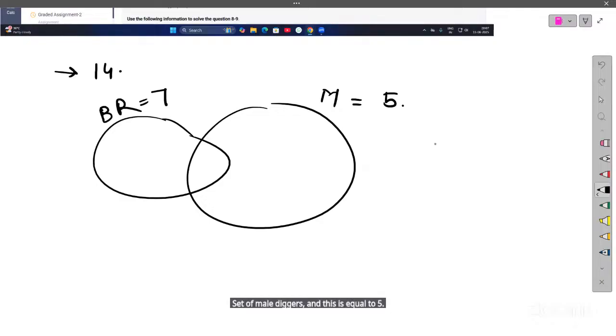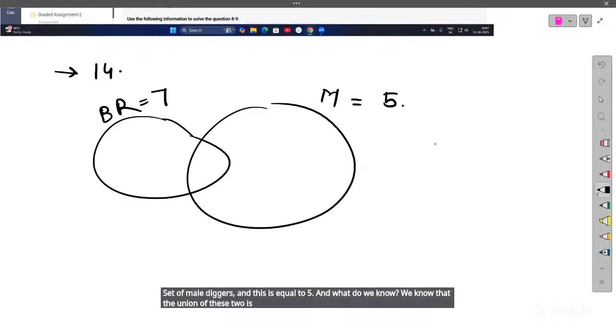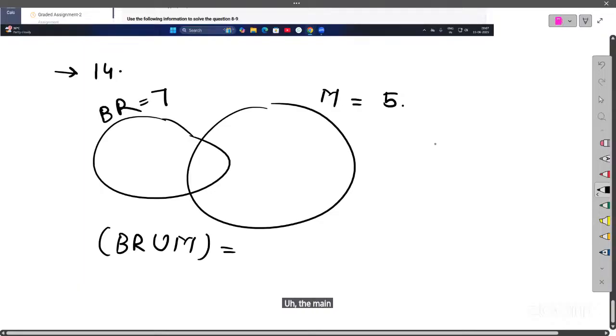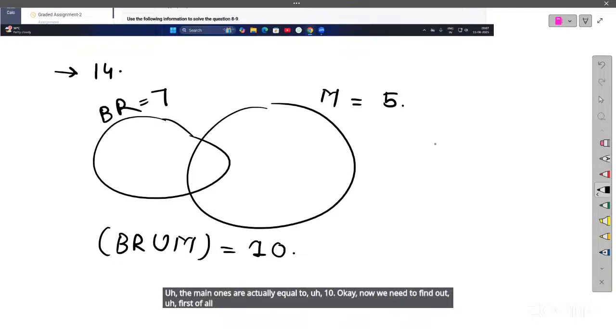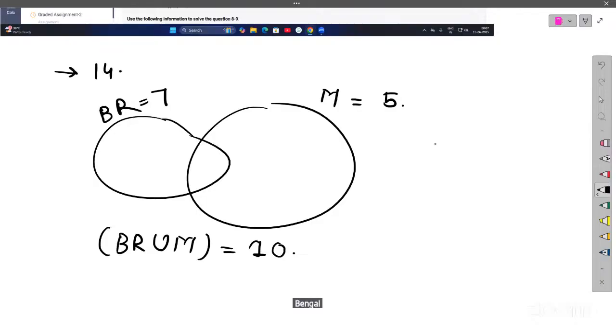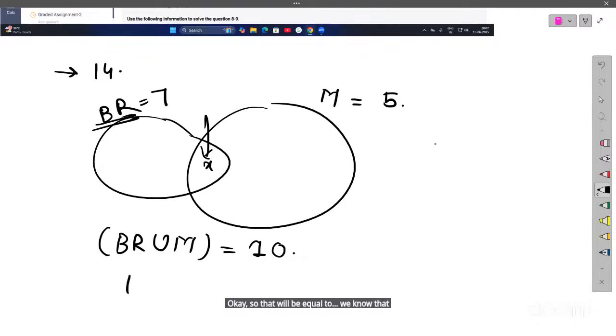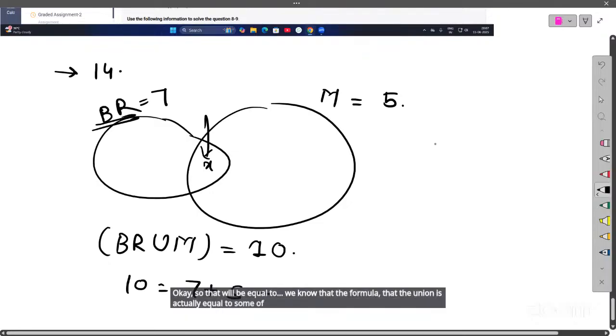And what do we know? We know that the union of these two is equal to 10, right? So the union of royal tigers and the male ones is equal to 10. Now first of all, we will find out the number of female Bengal royal tigers. We know the formula that the union is equal to the sum of the two sets minus the intersection.